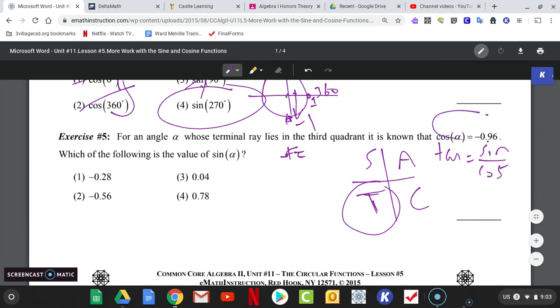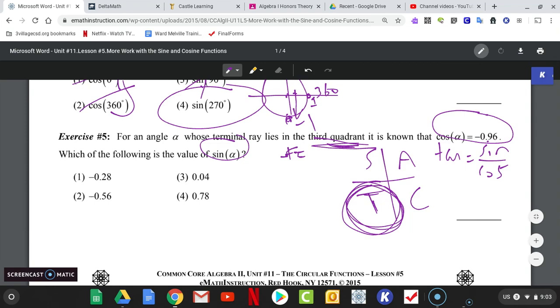So if your cosine is negative, they want to know what's the value of sine. Well, if this is in the third quadrant, then sine has to be negative, because if cosine is negative, a negative divided by negative is going to give you a positive. Tangent has to be positive here. But you don't need to know that right now. It's just good to know in the future. They tell us the cosine is negative 0.96. What is the value of the sine A?